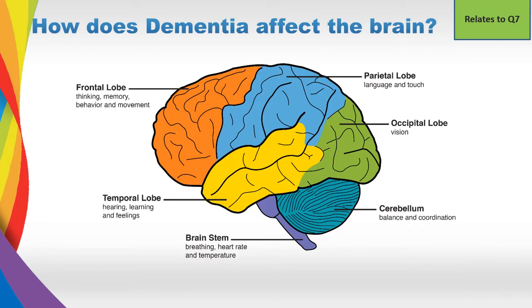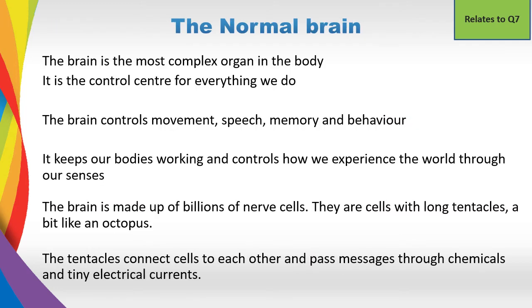We're now going to look at how does dementia affect the brain. So I've brought you back to this image of the brain where it shows the different areas of the brain which are nicely colour coded and labelled for you. So just have a look at that for me there. So we've got the frontal lobe, the temporal lobe, the brain stem, the cerebellum, the occipital lobe, and the parietal lobe. So like I said before, we need to understand about the normal brain before we can learn about how dementia may affect these components of the normal brain.